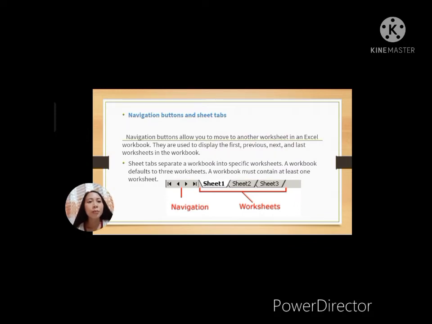Next is navigation buttons and sheet tabs. Navigation buttons allow you to move to another worksheet in an Excel workbook. They are used to display the first, previous, next, and last worksheets in the workbook. Sheet tabs separate a workbook into specific worksheets. A workbook defaults to 3 worksheets. A workbook must contain at least 1 worksheet.